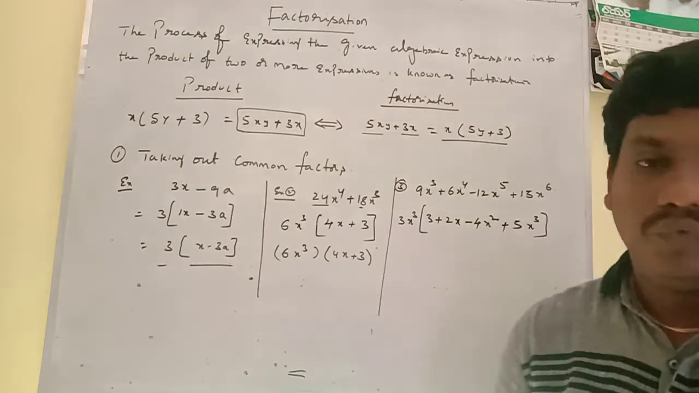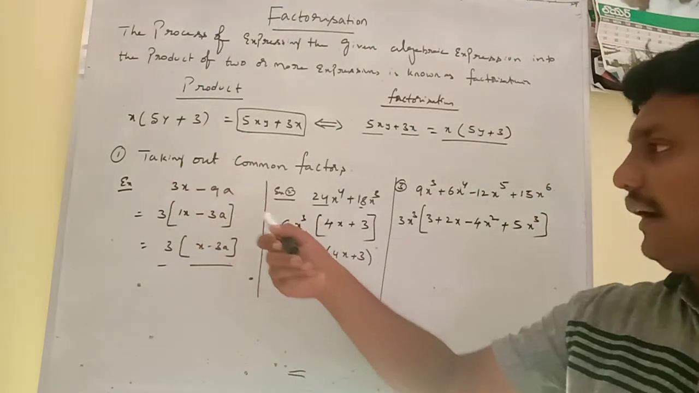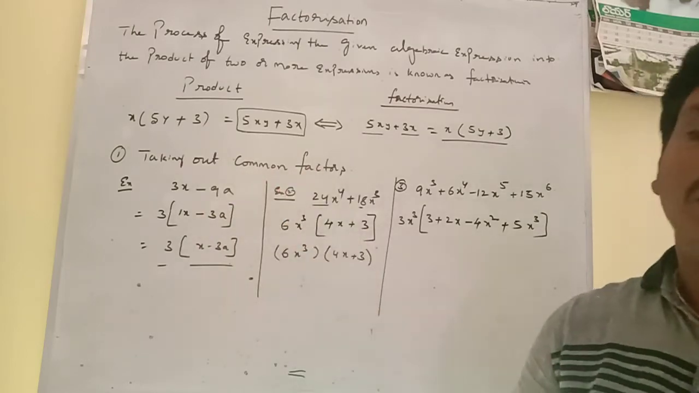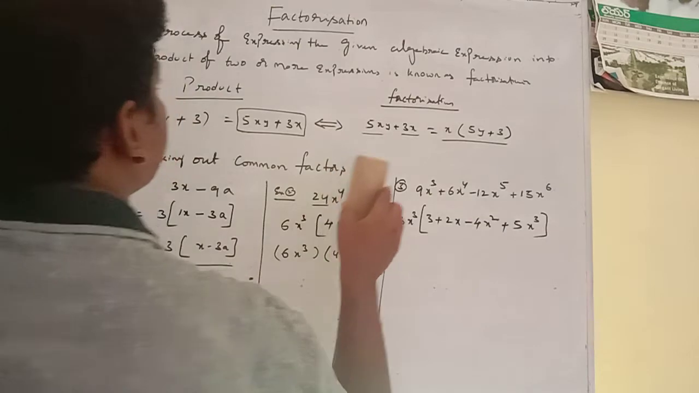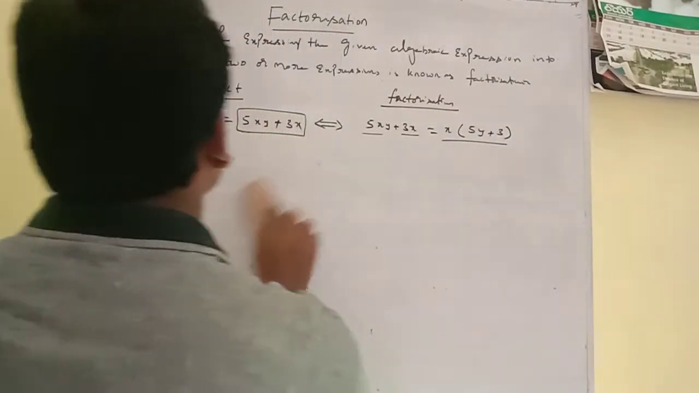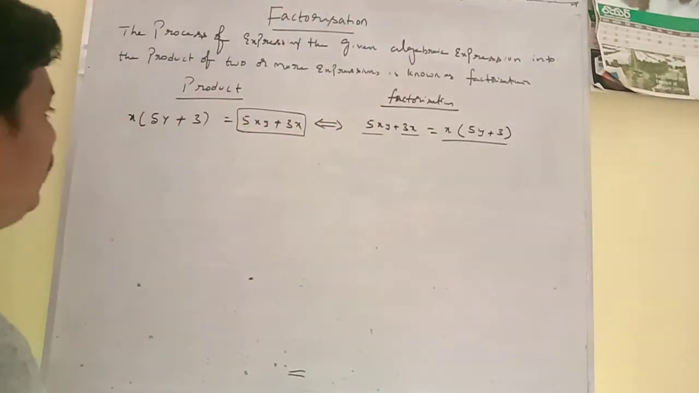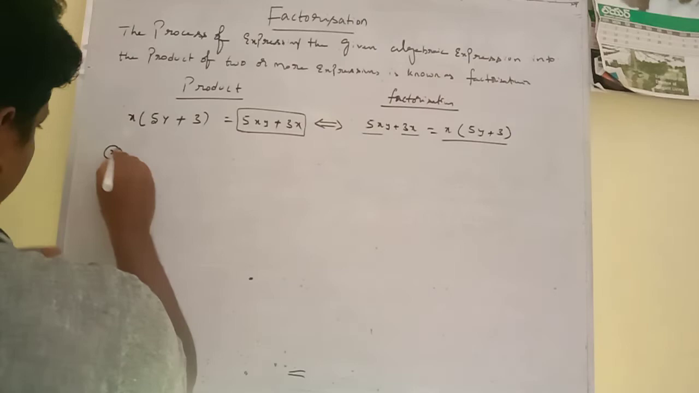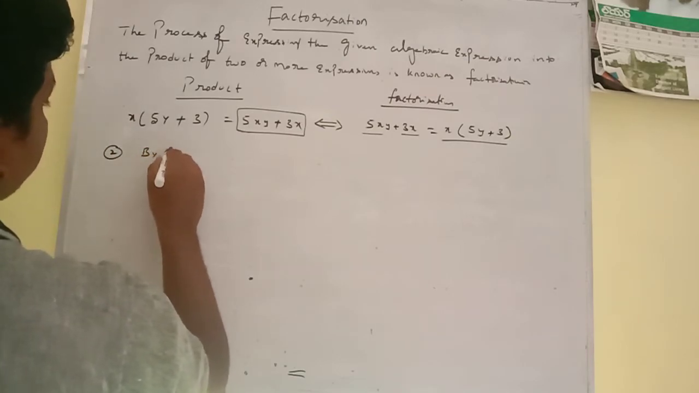Now I hope you understand how to find the factorization by taking out the common factors. Let me go to another topic, the second process. The second process is factorization by grouping the terms.